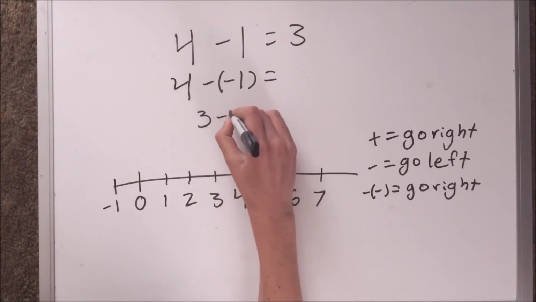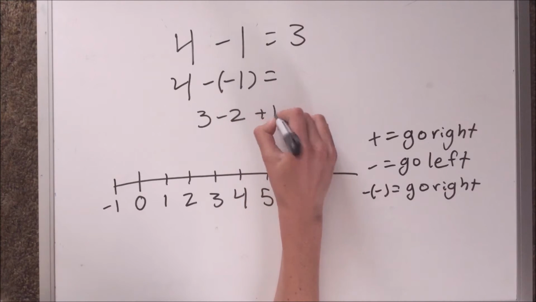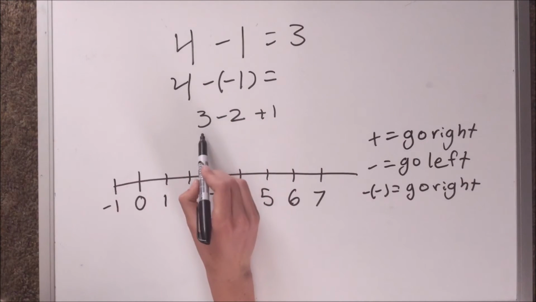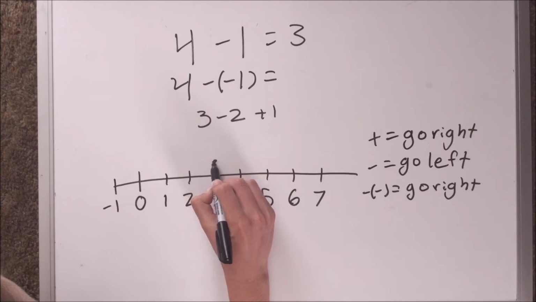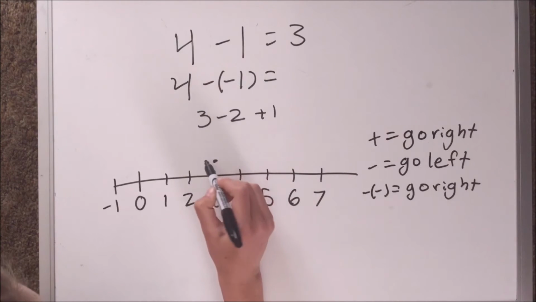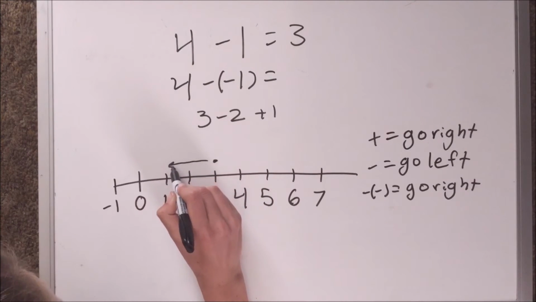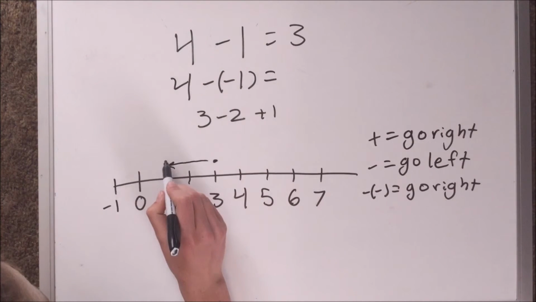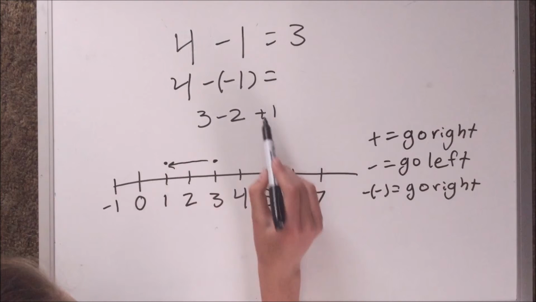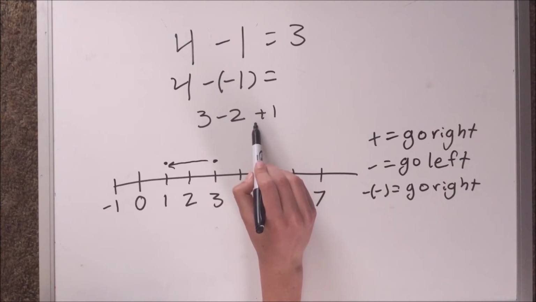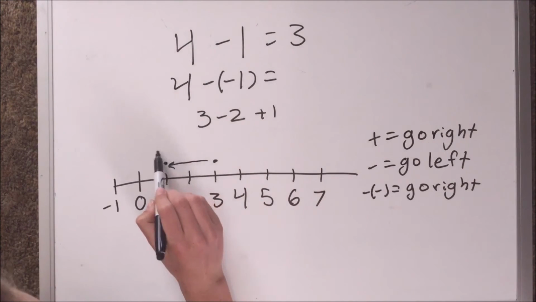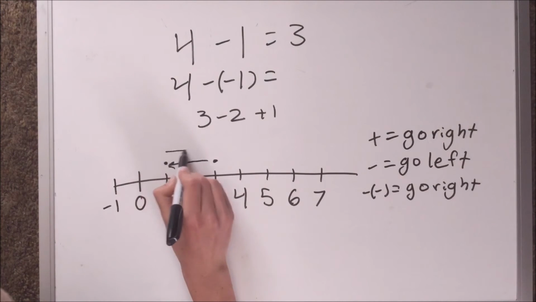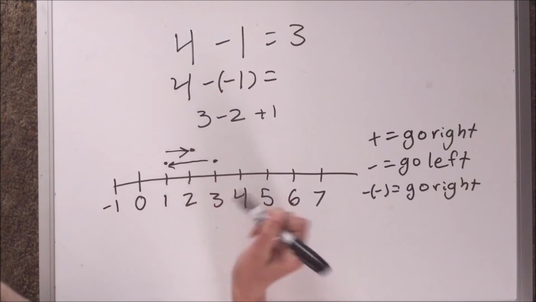3 subtract 2 plus 1. So you start at 3 and you subtract 2. So you go this way because the subtraction sign makes you go left, which would take you to the number 1. Then you have an addition sign right here, which takes you right. So you'd go to the right 1 space, which leaves you at 2.